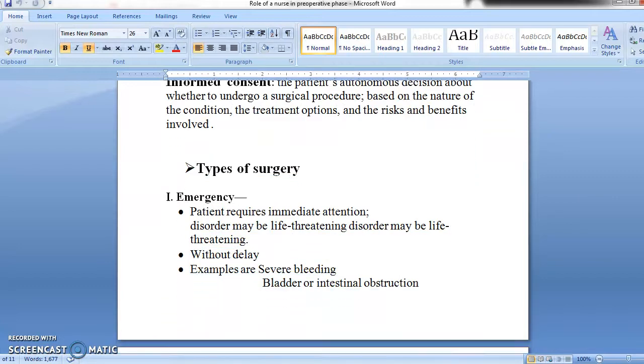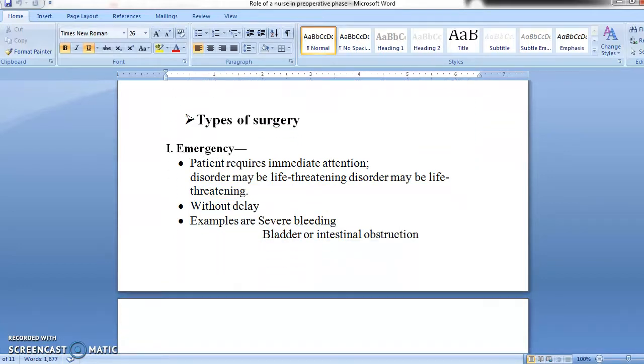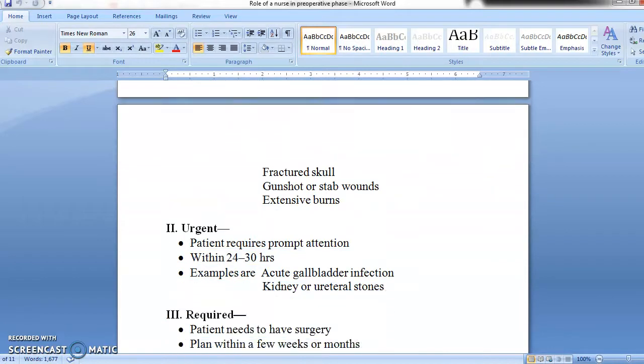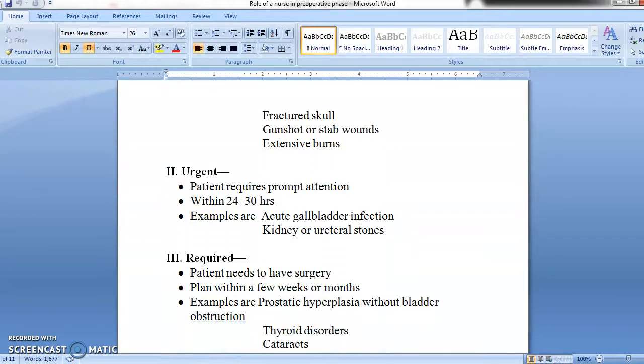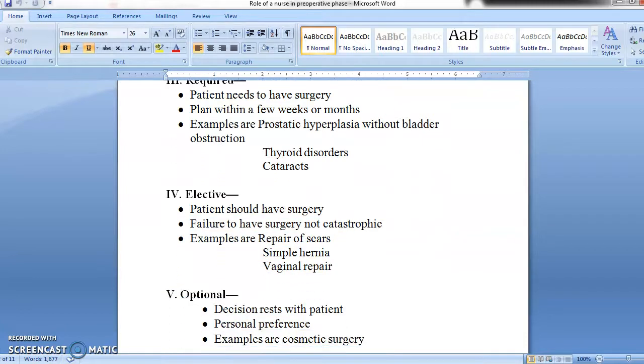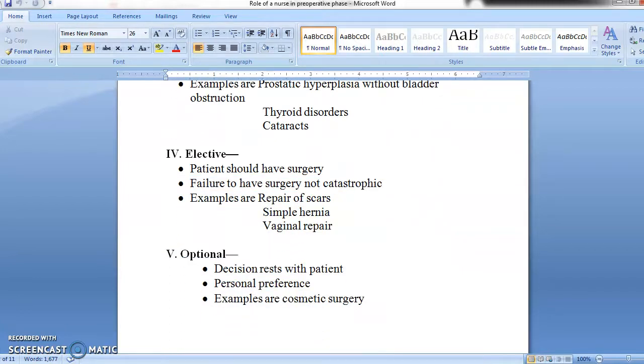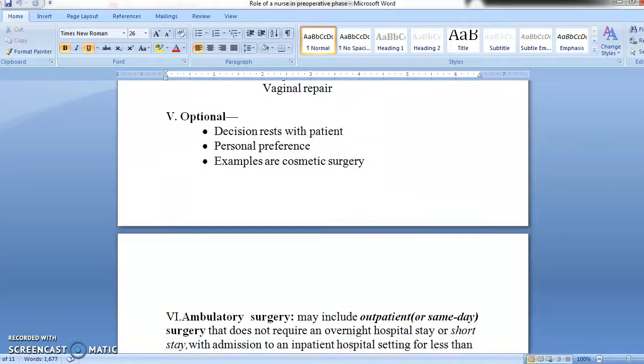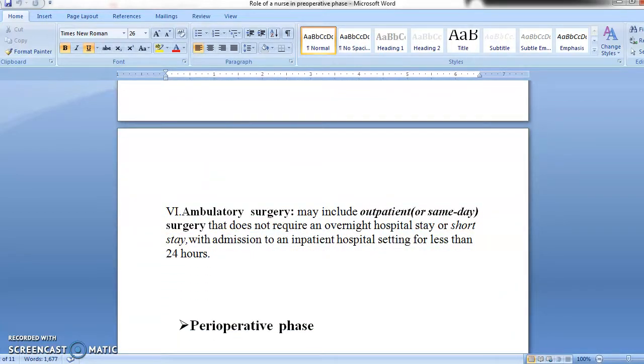Types of surgery: emergency surgery, urgent, required, elective, optional, and ambulatory surgery.